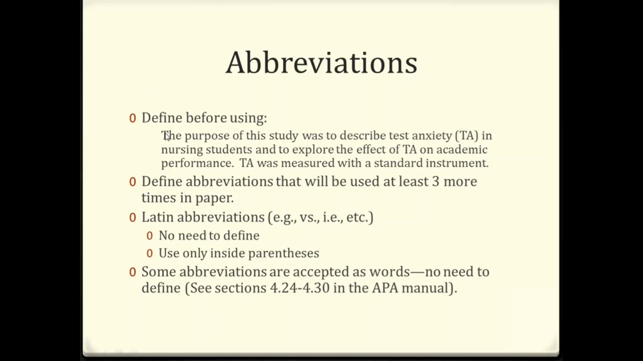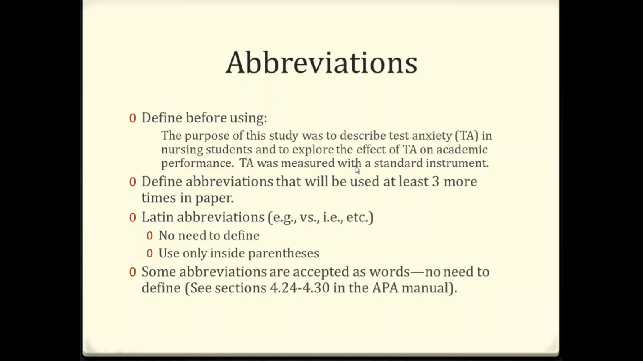Okay. Abbreviations. In APA style papers, you always have to define abbreviations before you use them, and I would recommend that if you're going to use a term frequently throughout your paper, at least 4 times, then I would define an abbreviation for it. I've got an example of how you do that here. The purpose of the study was to describe test anxiety. So there I defined test anxiety abbreviation as a capital T and a capital A. In nursing students, and to explore the effect of, there comes the term again, TA on academic performance, and then TA was measured with a standard instrument.